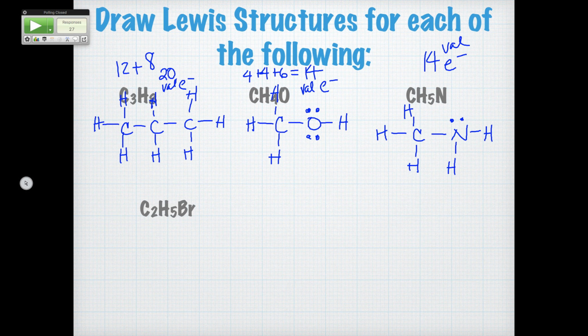All right, how'd you do? How many valence electrons did you come up with? Or did you just skip that part? 20. Somebody got 20? Did you get 20 in your picture when you drew it? Cool. Does it look something like this?